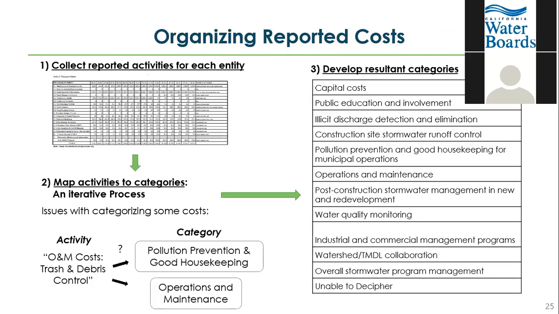And there were always questions and judgments that come into this kind of standardization process. For instance, I give an example at the bottom: operations and maintenance costs for trash and debris control. Would it be considered as pollution prevention and good housekeeping, or operations and maintenance? You can make an argument for either. Potentially, it would depend on the municipality's accounting procedures and particular interpretations of these activities or how they're paying for them as to where it might go.